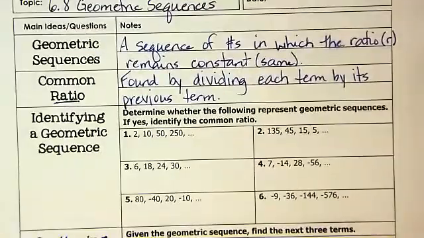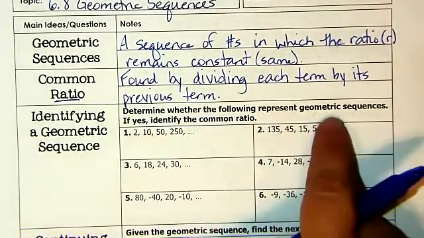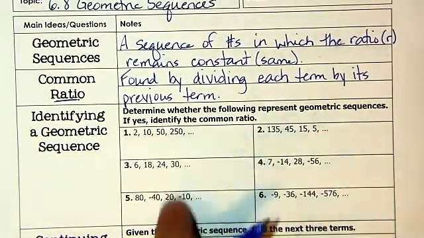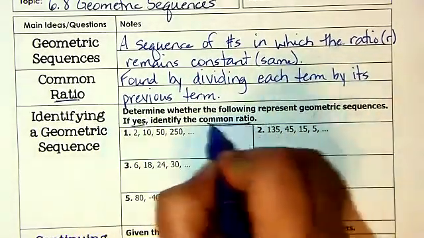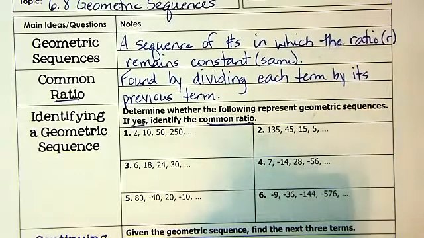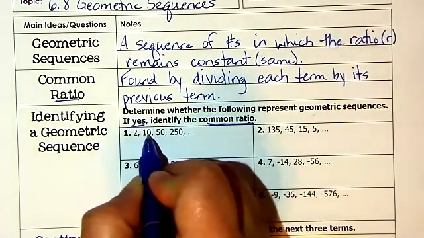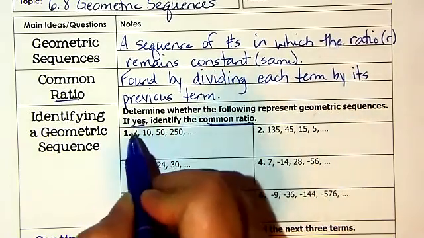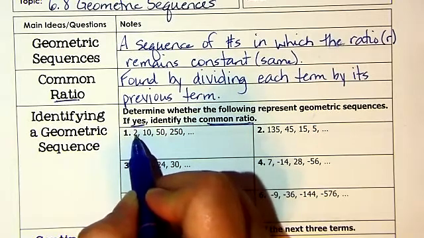Okay, so let's look at number one. We've got to determine if it's geometric or not, so it's going to be a yes or no answer. If it's a yes, we have to find what the common ratio is. In order to figure this out, I do the term divided by the previous. Well, this is the first term. It doesn't have a previous term, so I can't use this one.